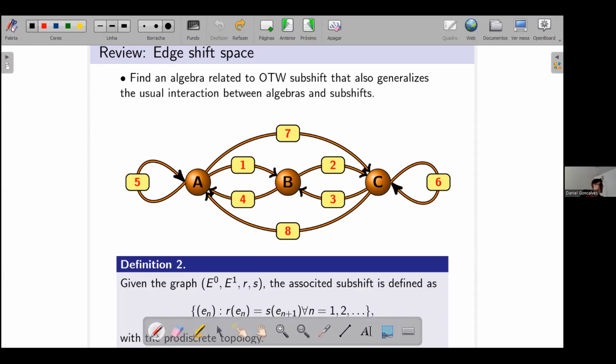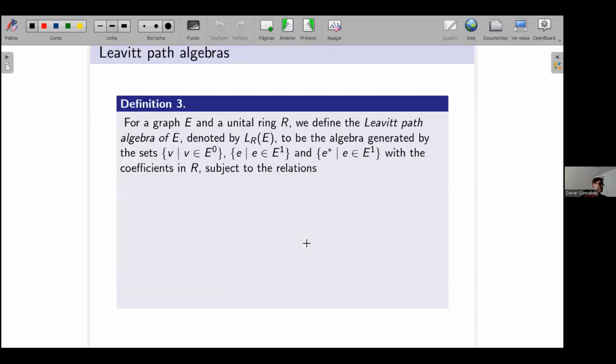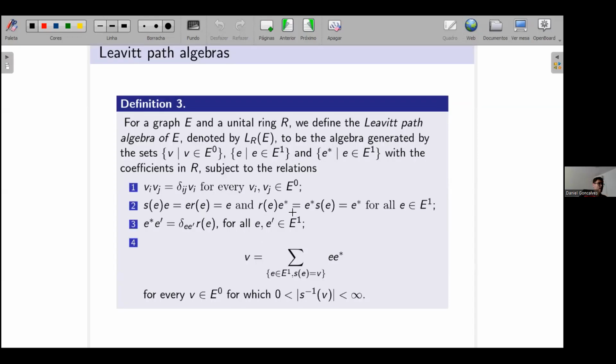So all the infinite paths that I can find in this graph, that's just the shift space. The alphabet has its discrete topology, and they just have the product topology. That's the standard one. And Leavitt path algebras, I think people know. You have a graph, and then it's a universal algebra generated by vertices, edges, and edge stars, subject to the standard relations.